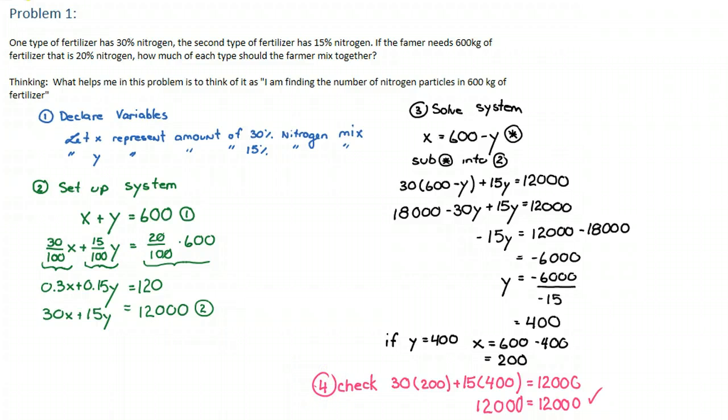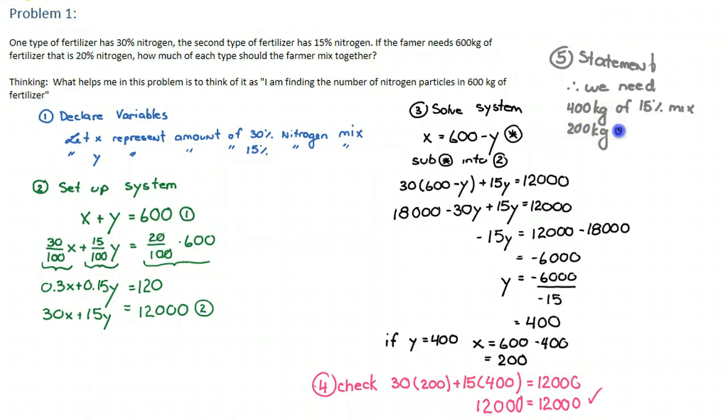So therefore, I do the last step, which is my therefore statement. So step 5 is my statement. Therefore, we need 400 kilograms of the 15% mix and 200 kilograms of the 30% mix. And I'm done.